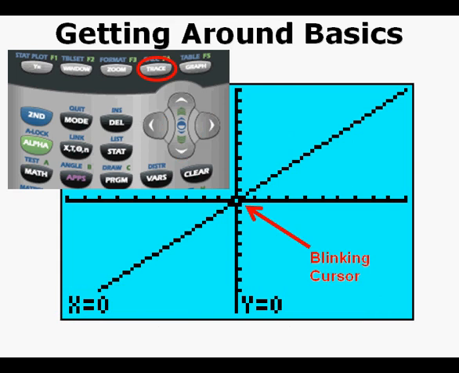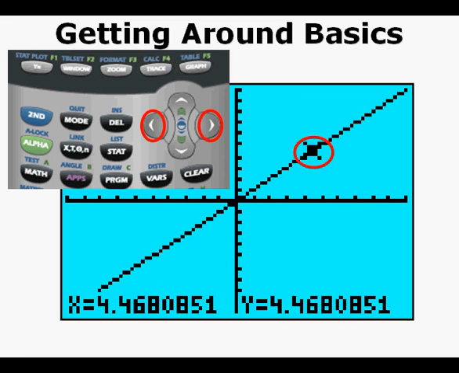When you press the trace button at the top row, there is a cursor blinking on the graph. Here it is at the origin. And with the left and right arrows, we can move left and right on the graph.